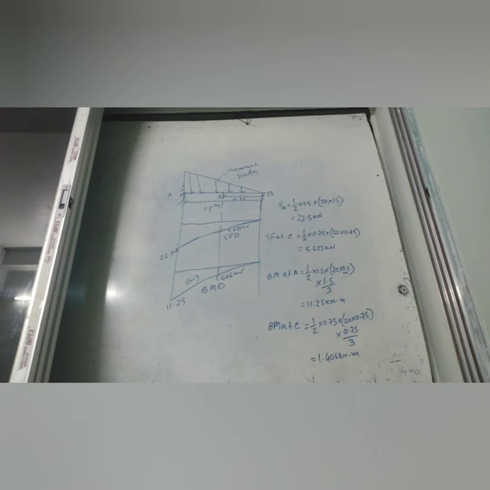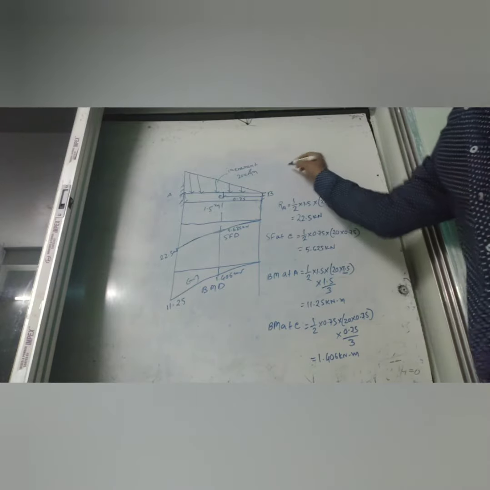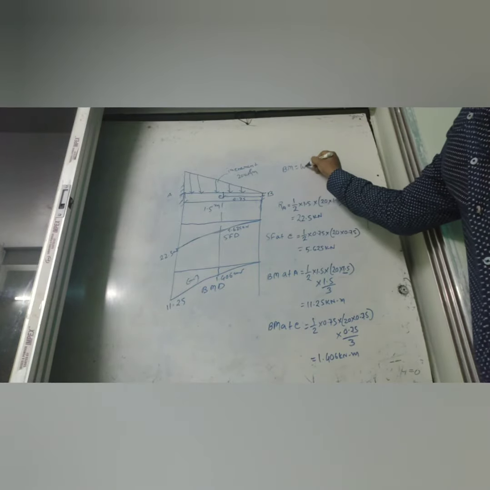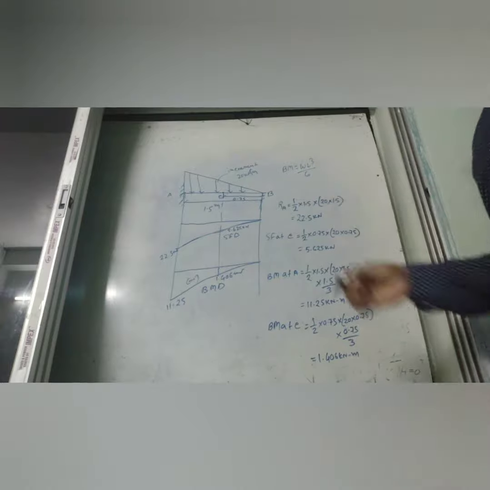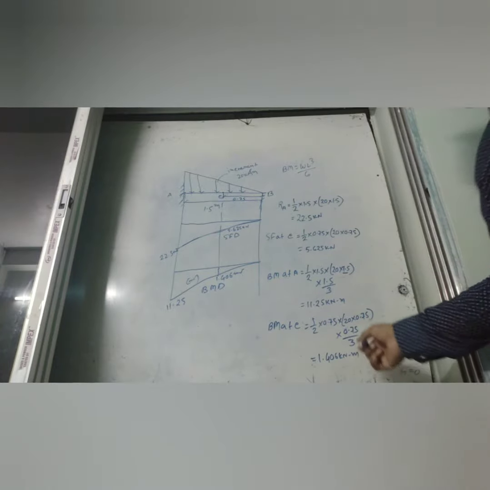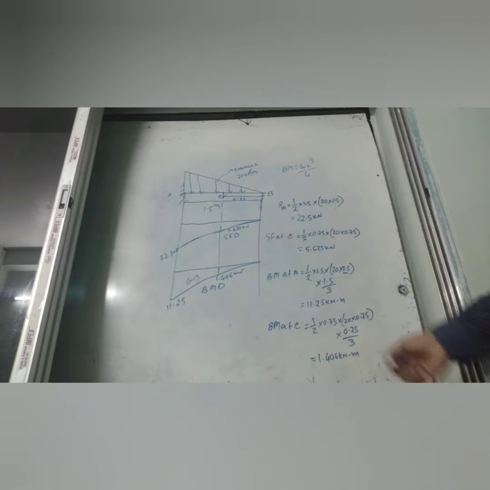So if we go directly by the formula, the bending moment is WL cube by 6, then we can easily calculate. The formula is WL cube by 6. So by using this formula, we can easily calculate the UVL load over the cantilever beam.